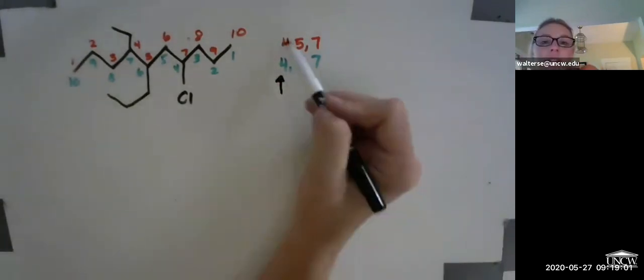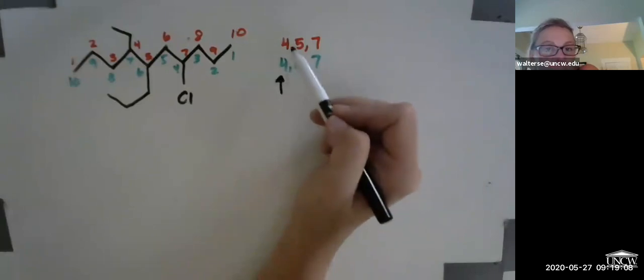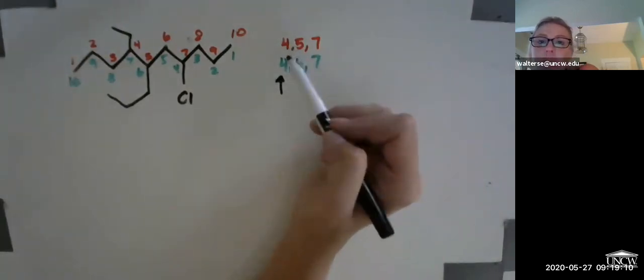Now, when you compare the numbers, you compare the first number of the red to the first number of the green. And in this case, they're the same. So the first number isn't going to distinguish the red.